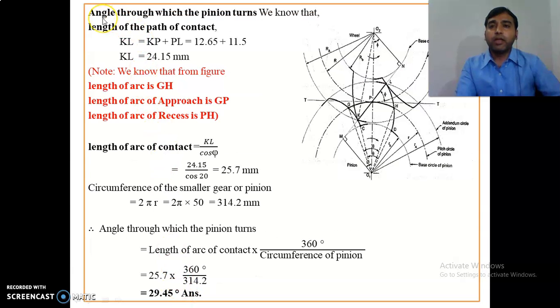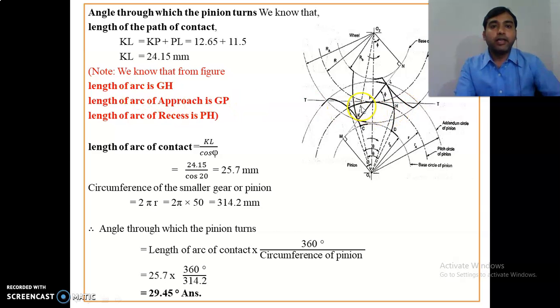Now last, we are finding the angle through which the pinion turns. We know that the length of path of contact KL is equal to the length of path of approach plus the length of path of recess. So 12.65 plus 11.5. So we get the total length of path of contact as 24.50. So here we want to find the angle, so it requires the length of arc of contact.